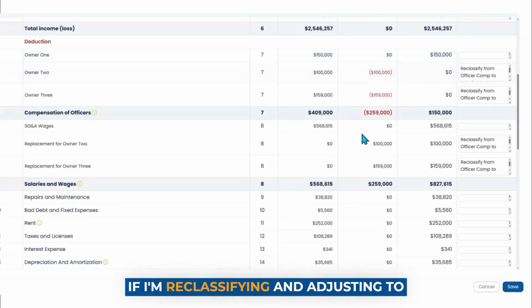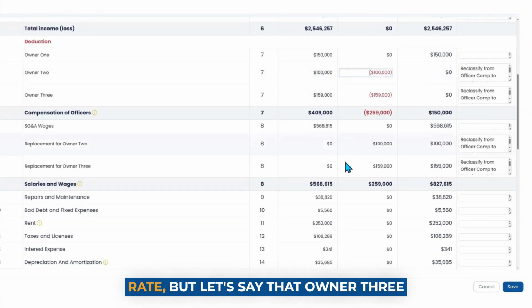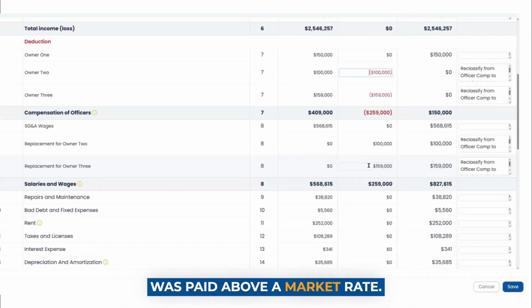If I'm reclassifying and adjusting to market rate, that requires 2 steps. And what I do is I take out at the full rate and I add in at that market rate. For example, let's say that this owner 2 was paid at market rate, but let's say that owner 3 was paid above a market rate. Let's put that at, say, $100,000. Okay, that's how I would have made that adjustment.